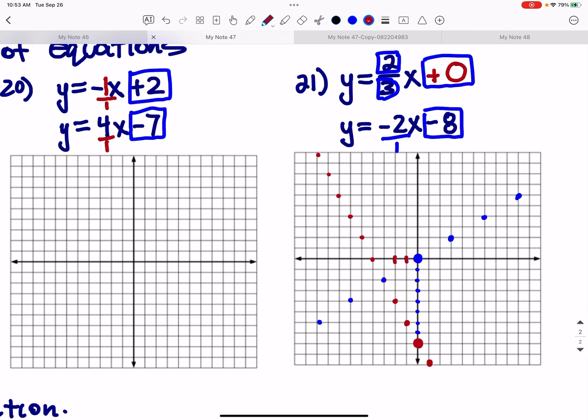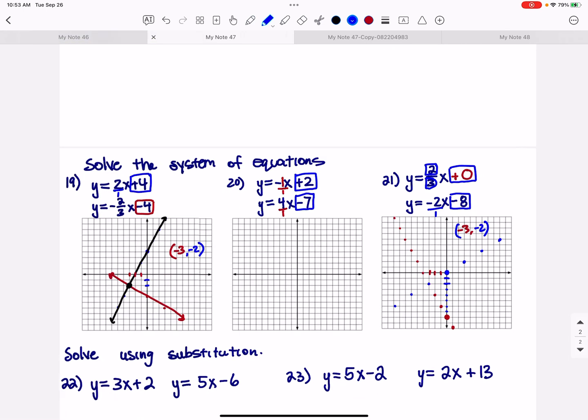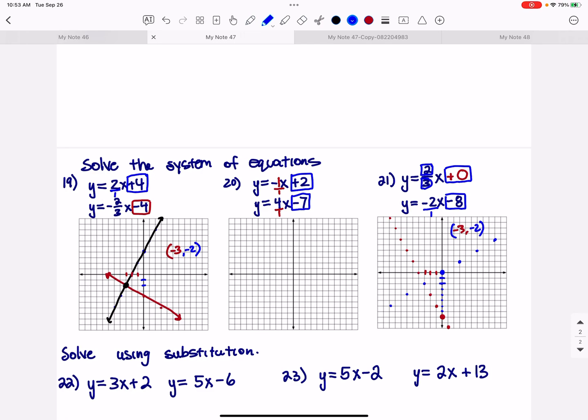Negative 1, negative 2, negative 3 on the reds. Negative 1, negative 2 on the blues. Was it the same as the other one? It was the same as the other one, just different lines, but same spot.